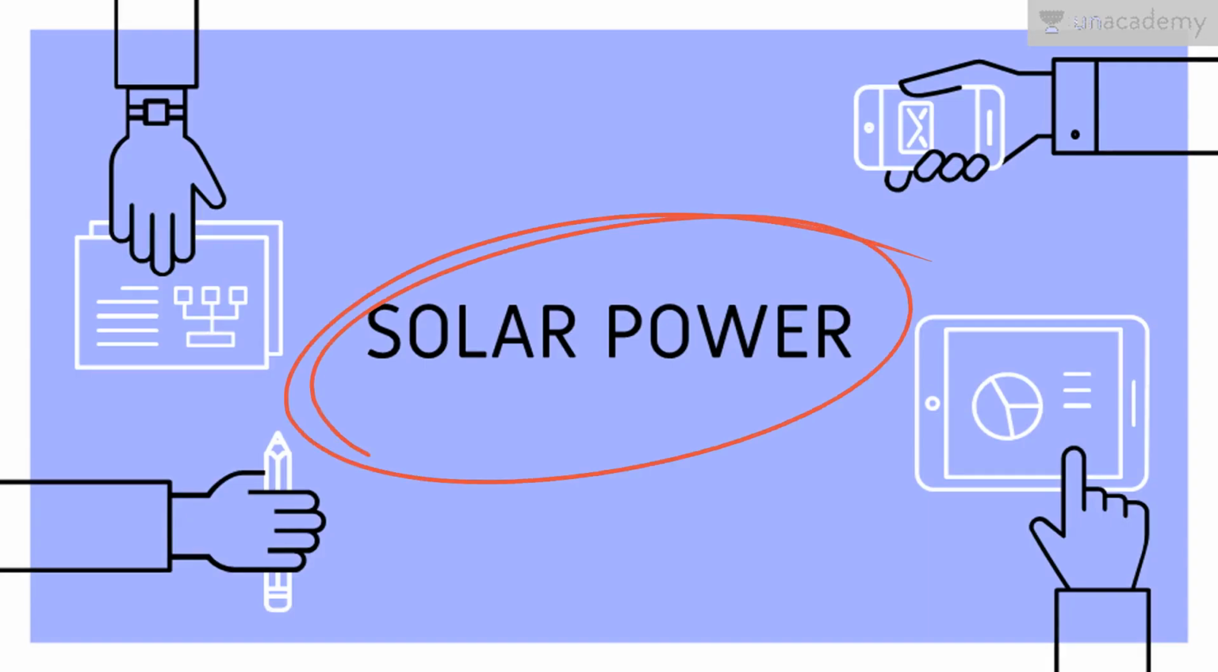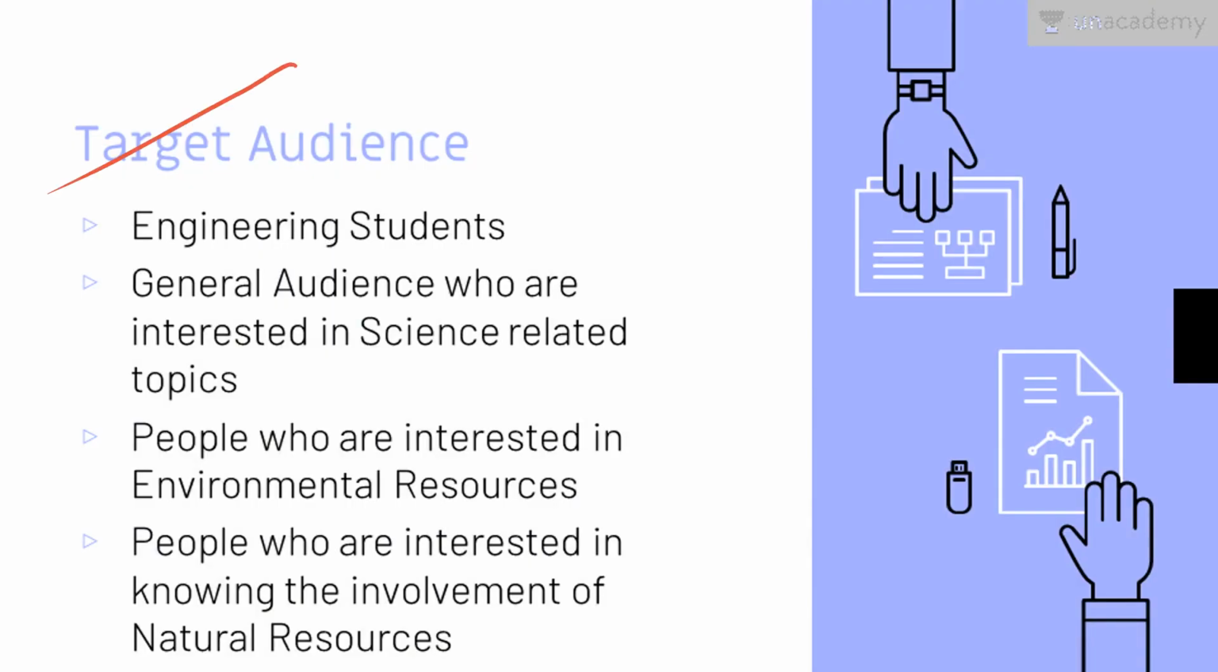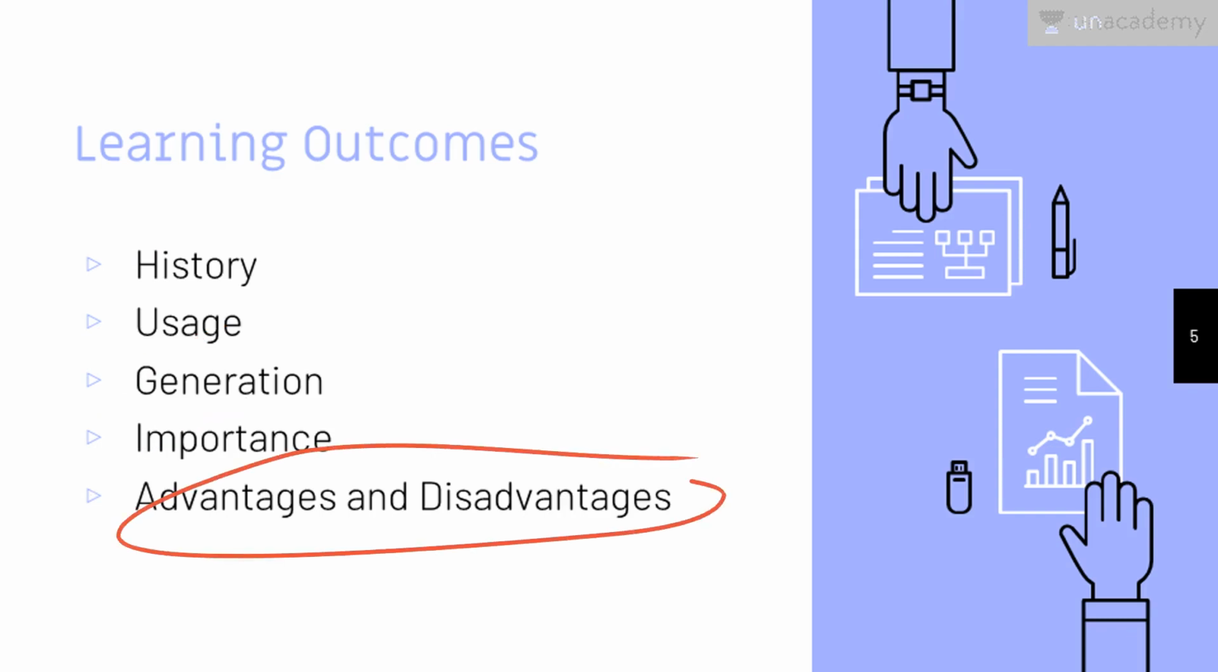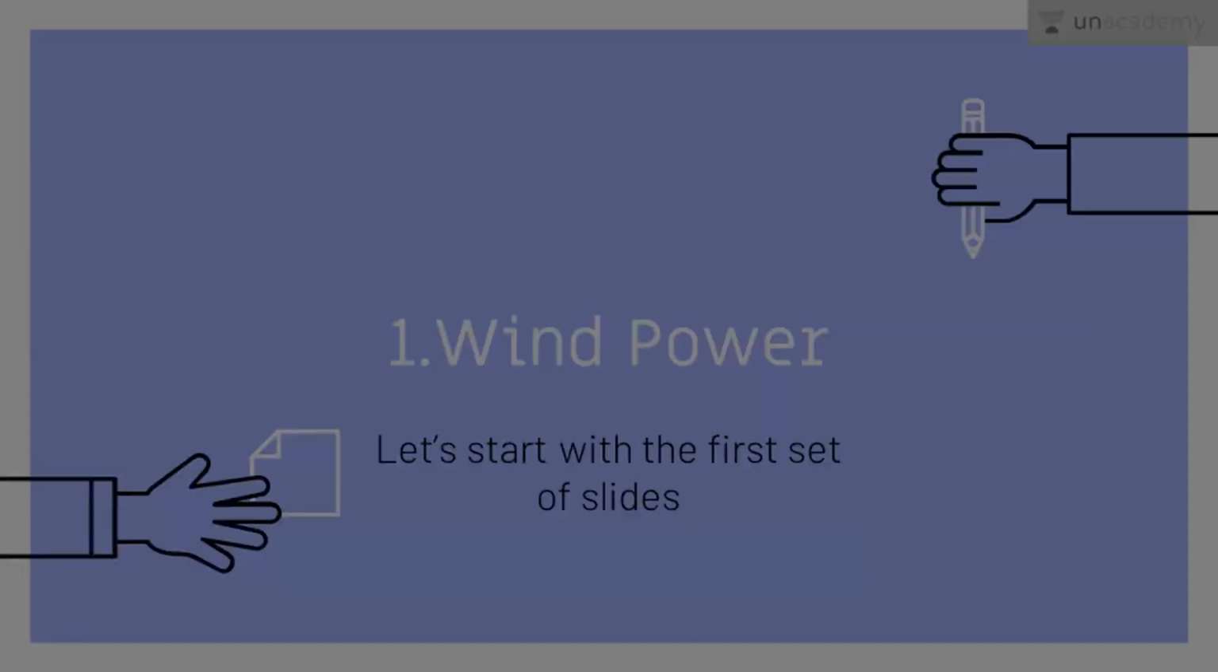So wind power will be the topic which we'll be doing today. The target audience for this lesson will be engineering students, general audience who are interested in science related topics, people who are interested in environmental resources, and people who are interested in knowing the involvement of natural resources. The learning outcomes of this lesson will be, you will learn the history of wind power, the usage of wind power, the generation of wind power, the importance of wind power, as well as the advantages and disadvantages of wind power.